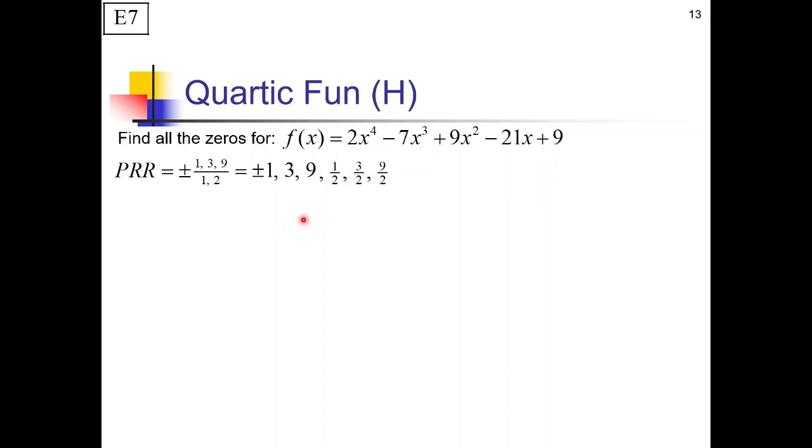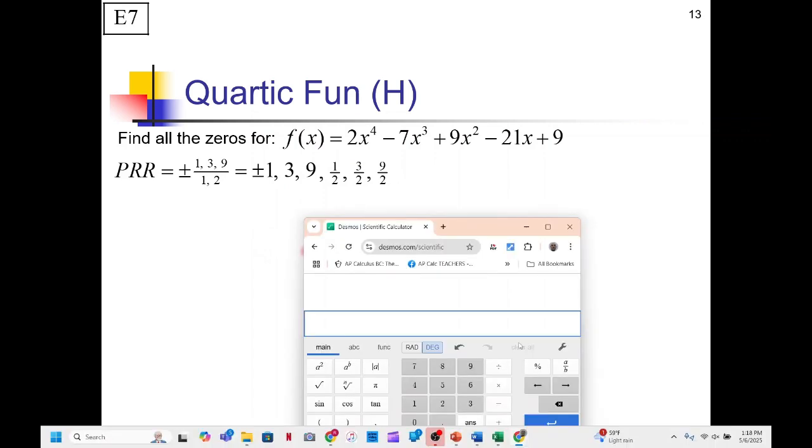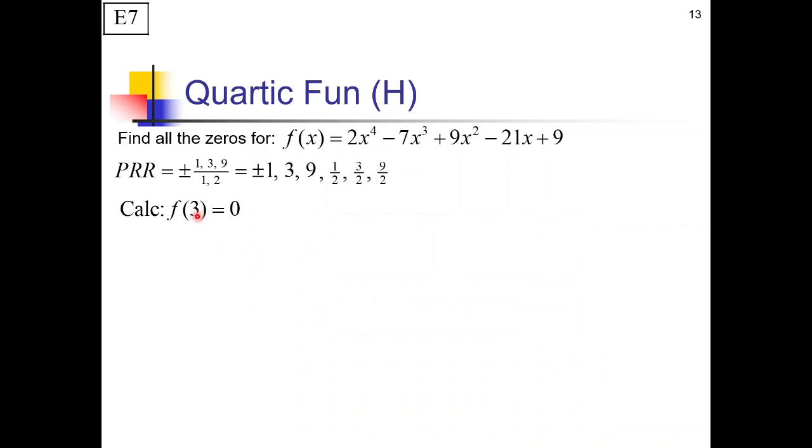So let's start plugging these into our function here. And this is where the calculator is super nice. So we've got f of x equals, this time around, 2x to the 4th minus 7x cubed plus 9x squared minus 21x plus 9. And let's plug in 1 to start with. Gives us negative 8. Let's plug in negative 1. 48. How about 3? 0. All right. So we got our 0. f of 3 is 0.